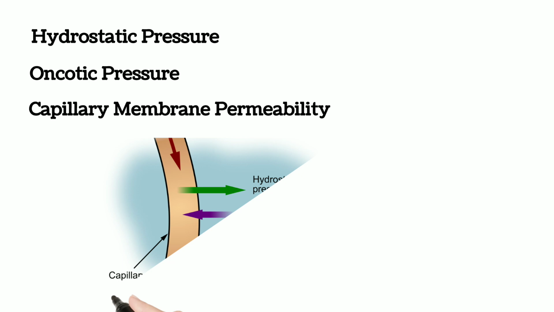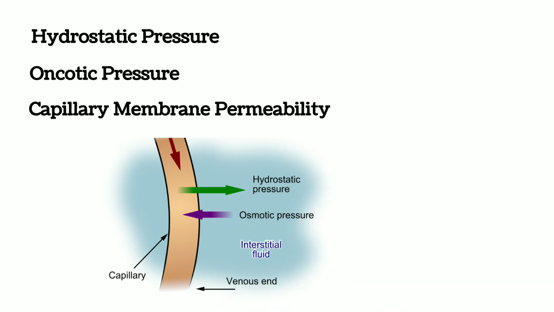Hydrostatic pressure is the pressure that the fluid exerts on the wall of the blood vessels. Oncotic pressure is the force that draws fluid into the blood vessels, and capillary membrane permeability is how likely the capillary membrane is to let things seep through the membrane and move into the fluid. So, if regulation is out of balance, then we will have pleural effusion.